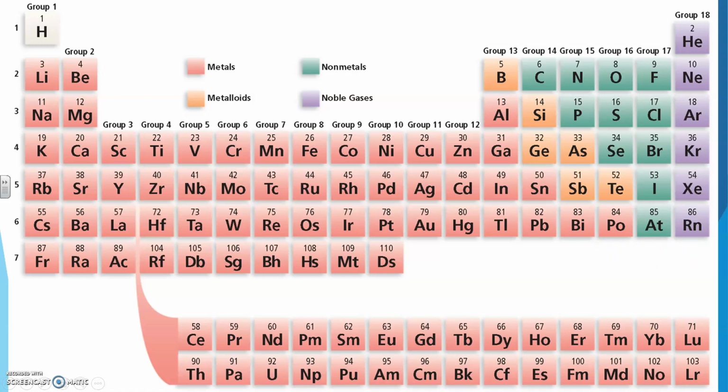And then you'll also see your groups here. Basically the groups are just going from left to right and numbering each column. So there are 18 groups in the periodic table, so just the columns. And then oftentimes we'll group group 3 through group 12 together, which we'll get into later, why we do that, and then just focus on 1, 2, 13 through 18. So that's where this video is going to stop, and we'll pick up with this in the next video.